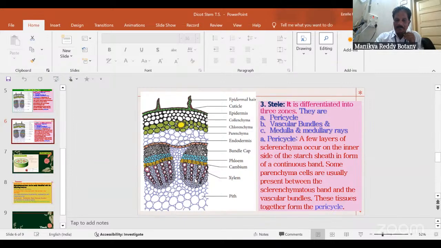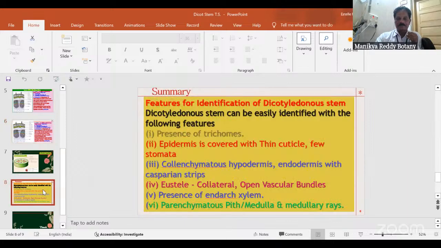Conjoint, collateral, open type of vascular bundles, and the endarch condition is seen. Endarch. Protoxylem is towards the center. In root, it is opposite. Exarch condition is seen in roots. Endarch condition is seen in stem. So key point, presence of endarch xylem is the key feature of dicot stem.